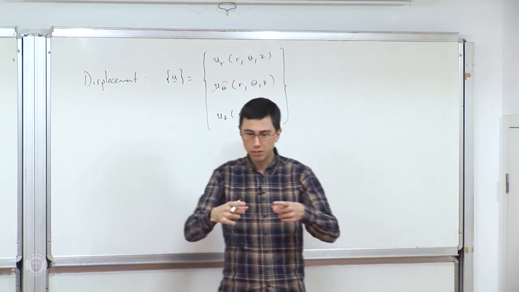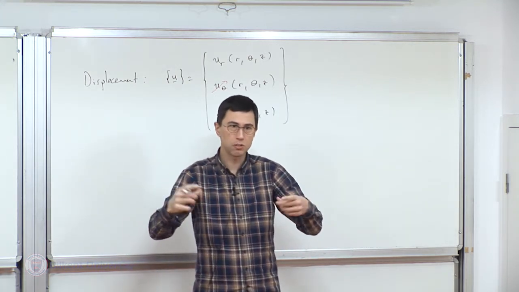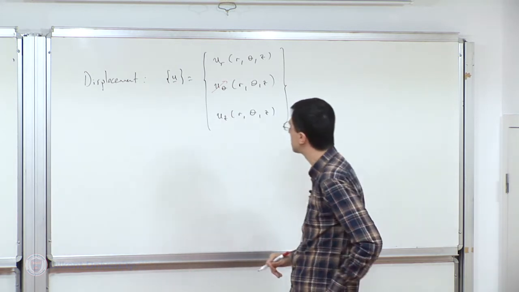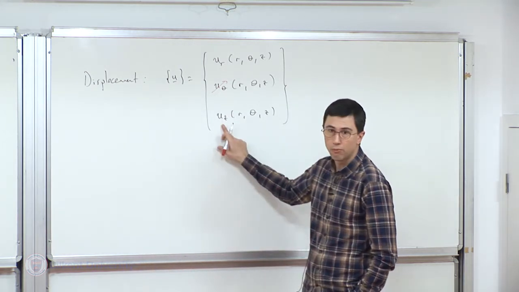Now, on the other hand, the disk is expanding, and because it has some Poisson ratio, it will also try to contract because it will try to get thinner, for instance. So u_z will for sure not be 0.